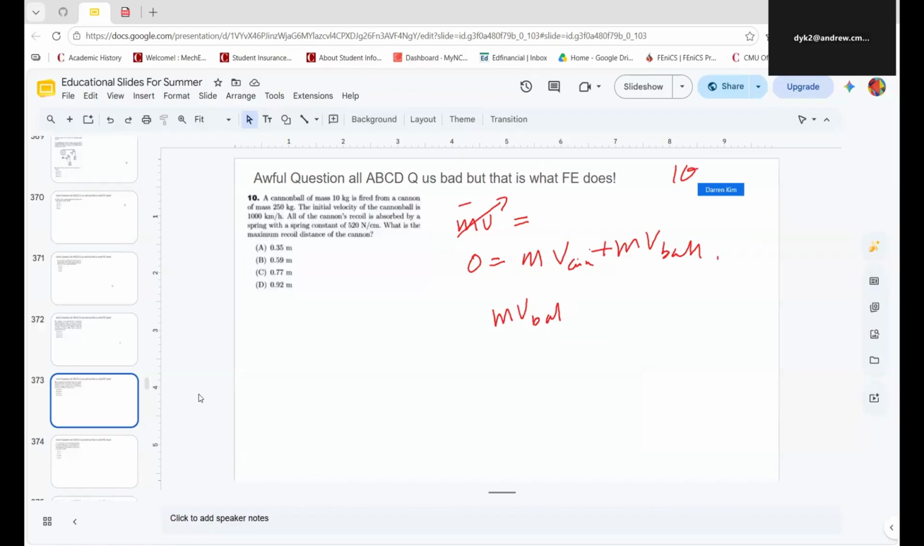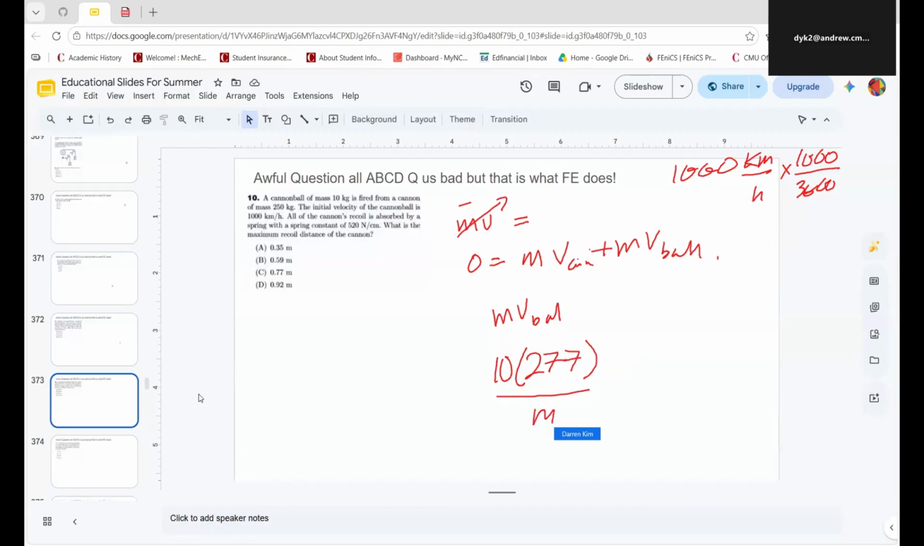So let's get the 1,000 kilometers per hour, and multiply it by 1,000 and divide by 3,600. All right, get your calculator out and do that real quick. 1,000 divided by 3,600, multiplied by 1,000 again, is about 277. So this is the velocity of the ball. What's the mass of the ball? And there's no angle to this. The mass of the ball is 10 kilograms, multiplied by 277.